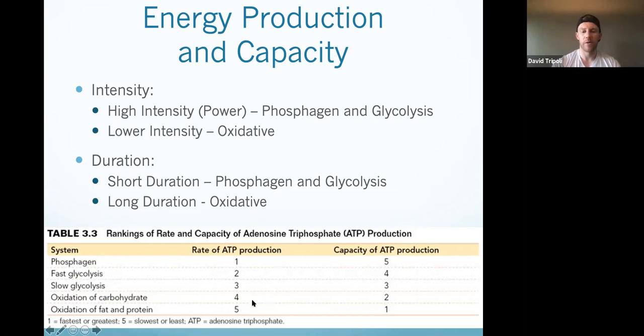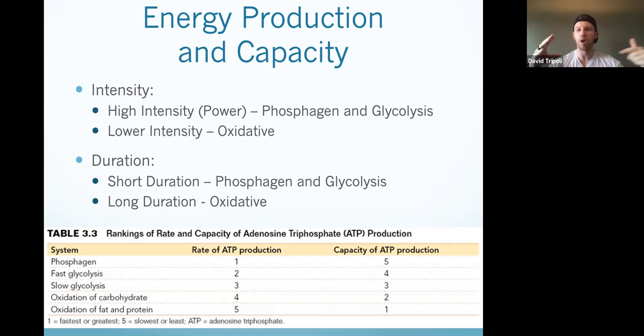Okay, working your way down, oxidation of fat, the rate isn't as fast, right? But your capacity of how much energy, which we just looked at, those 400 and some odd units of ATP, is ridiculously high. So I have this big energy pool.